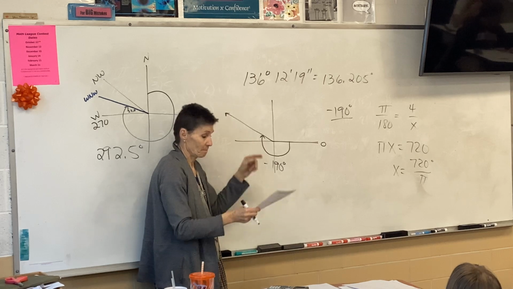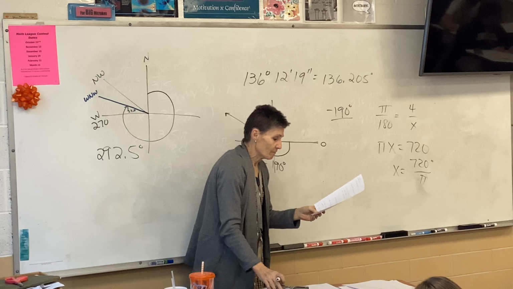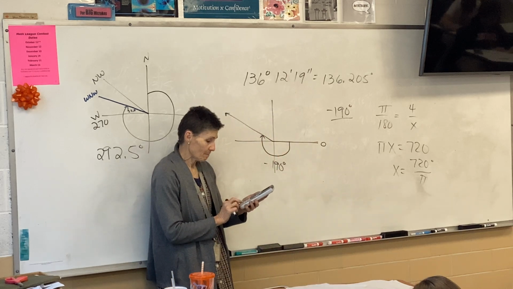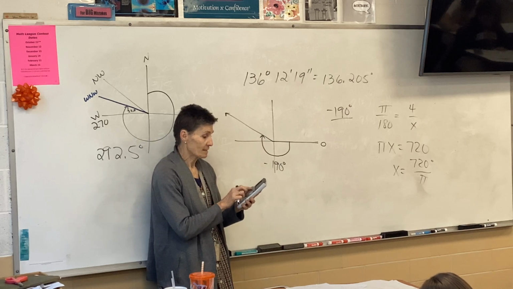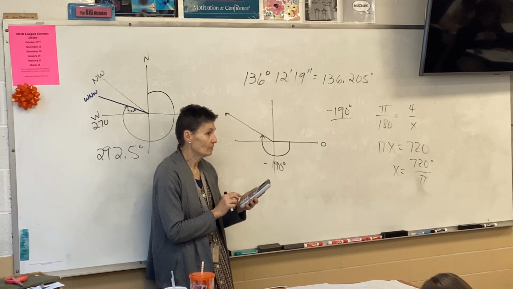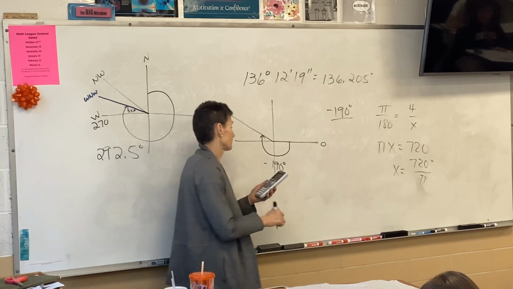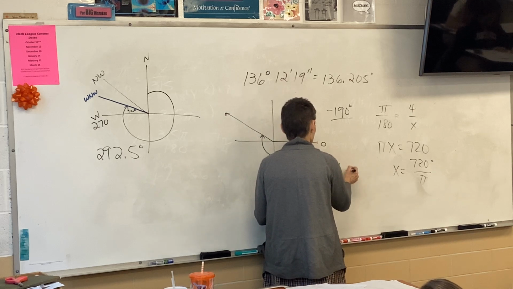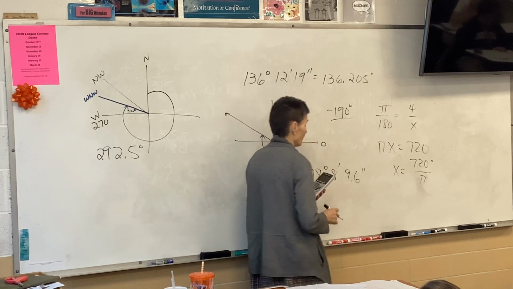Good? Great. Find degrees, minutes, seconds for 78.136. So 78.136, second angle DMS. 78 degrees, 8 minutes, 9.6 seconds. How's that sound? Great.